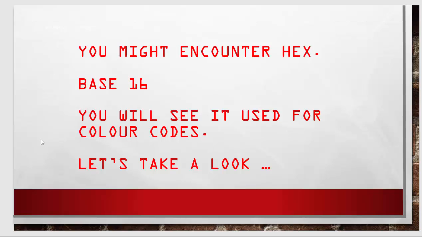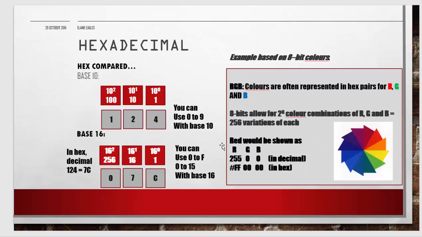So you might encounter base 16 more so than octal, and that's used for colour codes. For example, let's have a look. RGB colours are often represented in hex pairs for the R, the G and the B. 8 bits for each of those colours gives you 2 to the power of 8 combinations for each of the R, G and B. 256 variations of each. That's actually quite a lot of colour for each of these. So 255 in decimal, you can go from 0 to 255, or hash just to indicate that it's hex, FF.